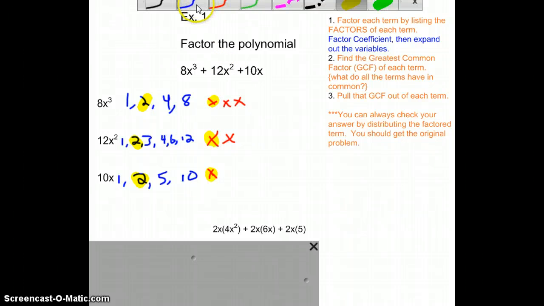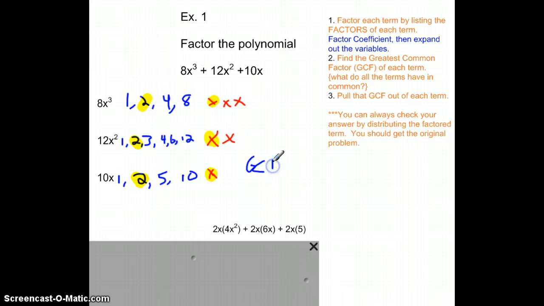So again, if we write it down here, the GCF of these three terms is simply 2x. So think about dividing each of these numbers by 2. So 8 divided by 2, if you're pulling the 2 out, leaves us with 4. 12 divided by 2 leaves us with 6. 10 divided by 2 leaves us with 5. So that's what remains in each of the terms after we factor out the 2x.